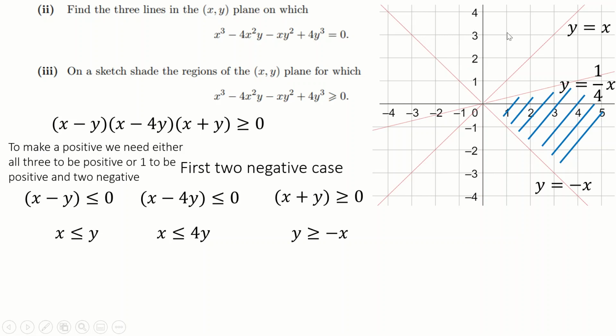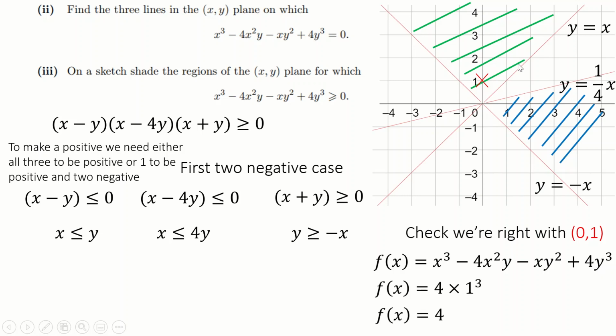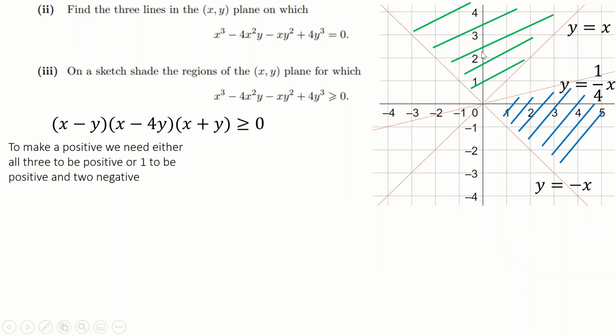So we're looking to be above this line, and this line. Well, that's this region up here, right? That's the only region that's above every line. Check a point. Check the point 0, 1. Again, I've chosen 0 because that means all the x's this time go away. And I'm just left with 4 times 1 cubed, which is 4, which is good. So this is correct. Next case.